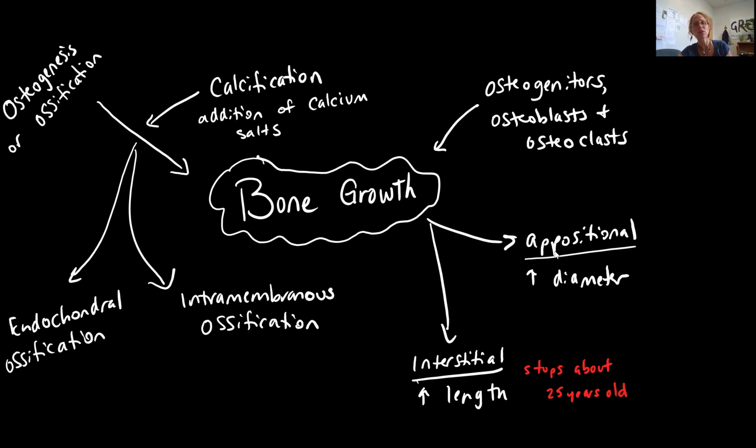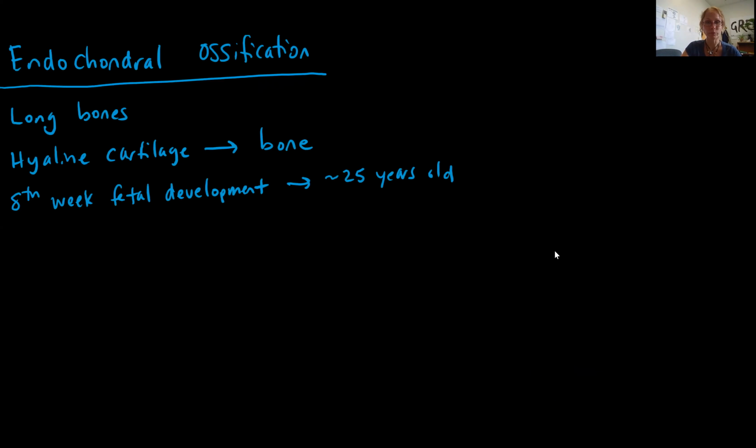Now we'll see, even though your skeleton stops increasing in length around age 25, we still have changes that are happening to our skeleton throughout life. So for instance, that appositional growth can continue to happen even after you've reached your mature skeleton length.